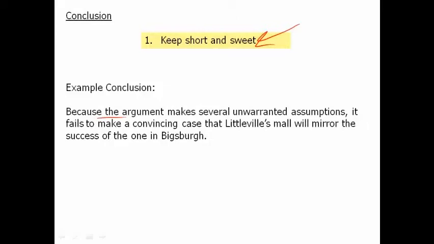Because the argument makes several unwarranted assumptions, it fails to make a convincing case that Littleville's Mall will mirror the success of the one in Vicksburg. And that's all you need. Short and sweet. Again, the main point is the body, touching on those three, a fallacy for each paragraph, and showing how the argument would have been improved had it considered A, B, and C and provided more information about A, B, and C. But finally, here's the conclusion, and that is the argument task.